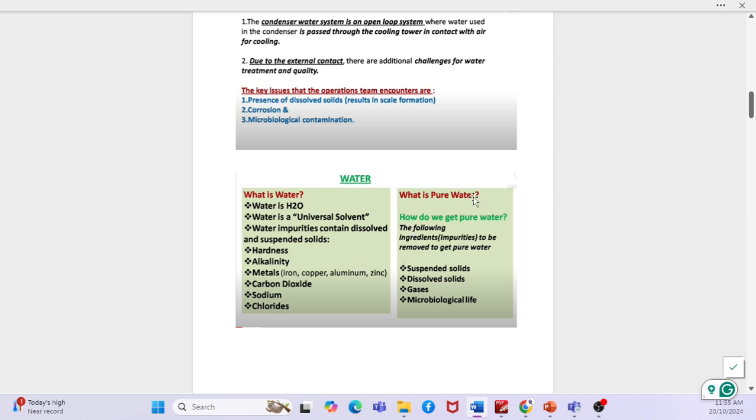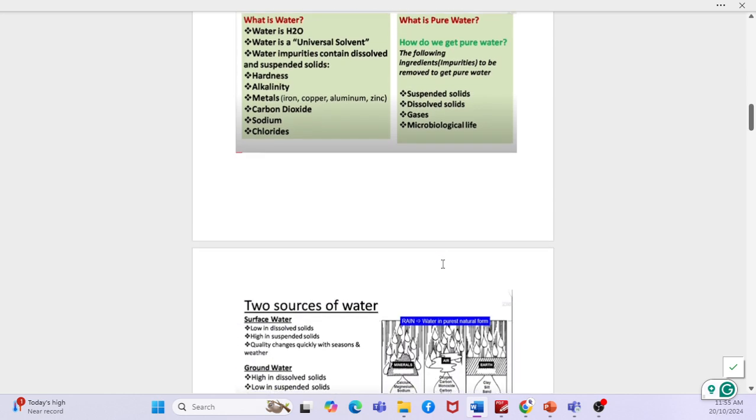So when you say pure water, how do we get pure water? The following ingredients have to be removed to get pure water. For example, you have to remove the suspended particles, dissolved solids, whatever the gases, and whatever the microbiological life, so it is free from bacteria and free from algae. Then you can say it is pure water.